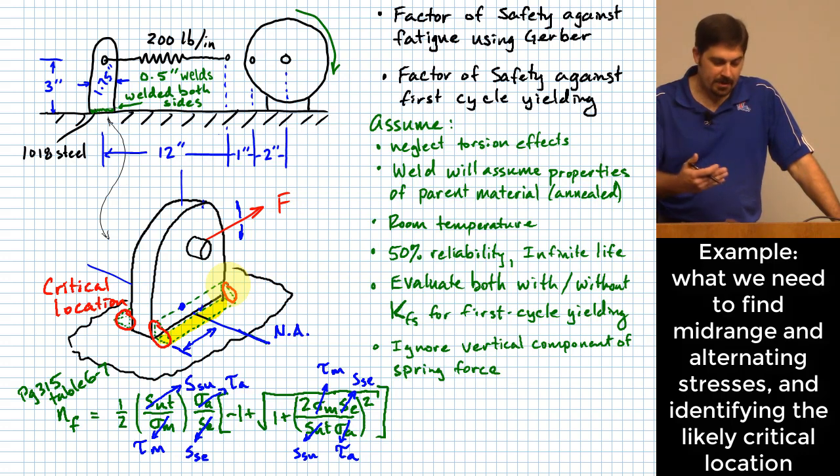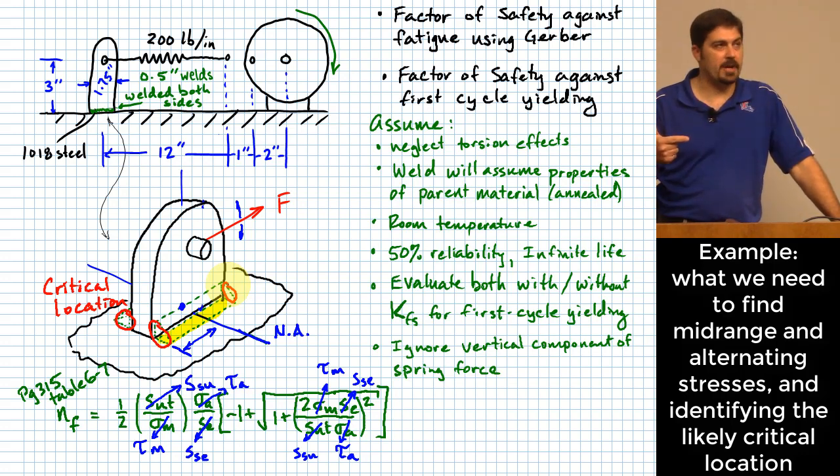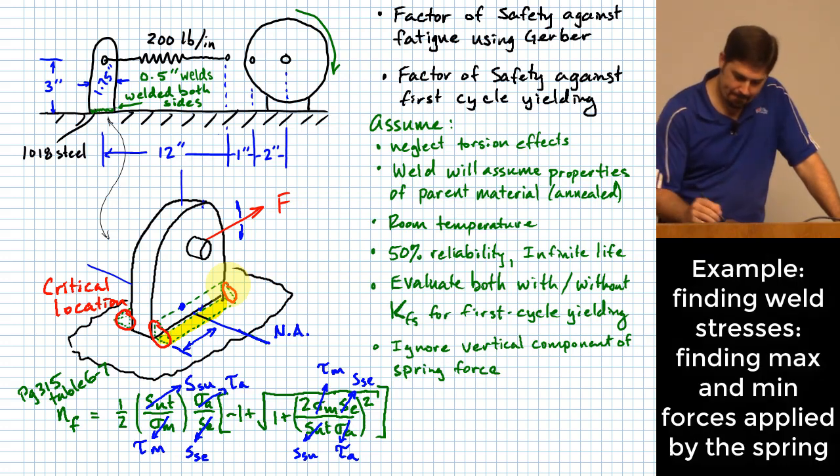Okay, because you have bearing stress that's probably helping you out on that end, so if there's going to be a failure, it's less likely that it will happen on that end than on the end that I've identified. So that's our critical location, and we need to know what the maximum and minimum stresses are at that location. So how do I get that?